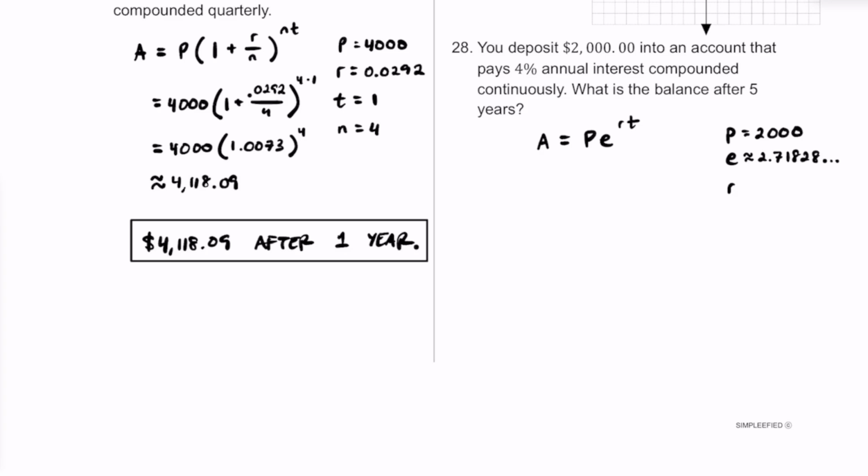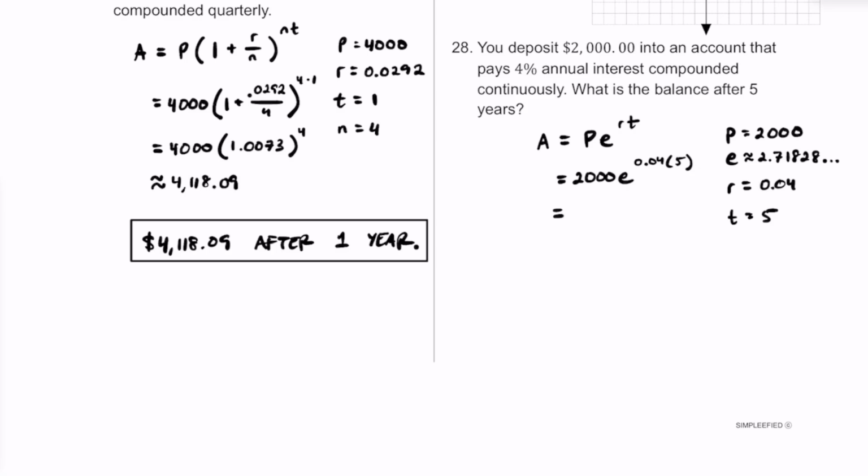And then we also have a few other things. We have the R, the interest rate. 4% as a decimal is going to be 0.04, okay? And then T is going to be time. We're talking about 5 years, so we're going to say T is 5 here. So let's go ahead and plug this in. The account balance after 5 years should be 2,000 multiplied by e raised to the RT power, which is going to be 0.04 multiplied by 5.